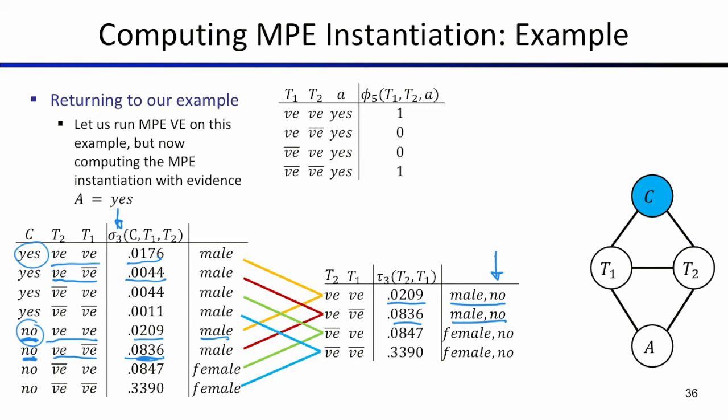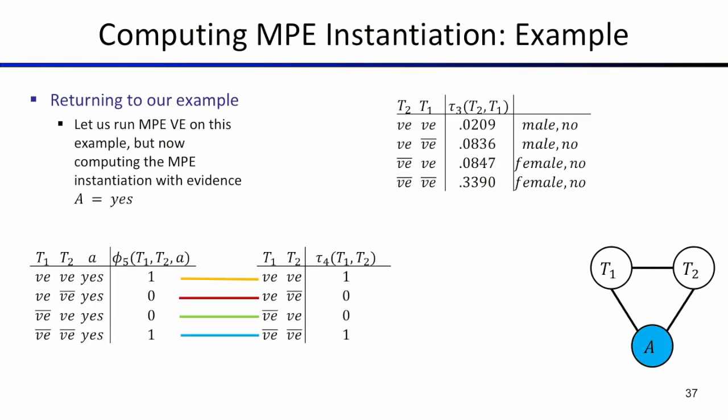Now we have the factors that mention only the variables T1, T2, and A. Actually, A is not a variable anymore, it's just a value because it was evidence. We need to eliminate the next variable that's going to be A. It's going to be a very simple process because A is not a variable anymore, but we're going to remove A from the table. So this is the process.